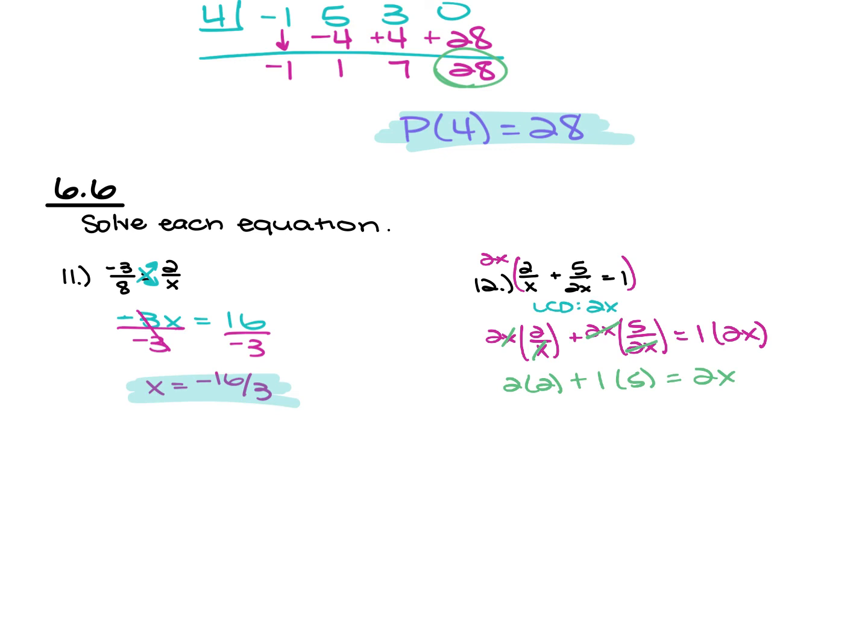If we multiply the 2 times 2, that gives us 4. The 1 times 5 is 5. So that's 9 is equal to 2x. We divide that 2 over to get x by itself, and we get that x is equal to 9 over 2.